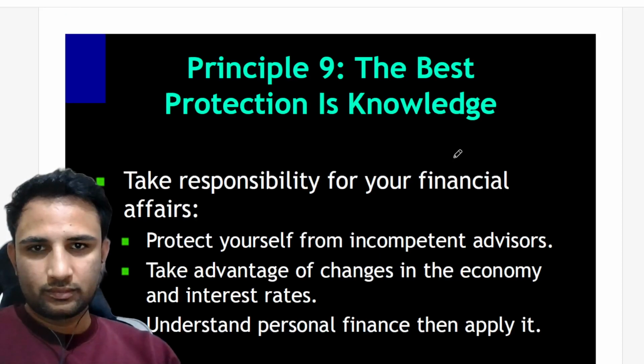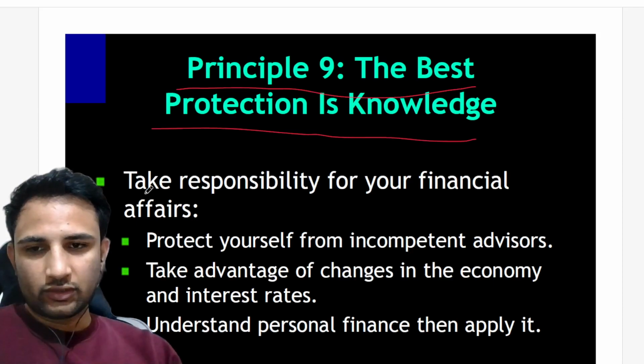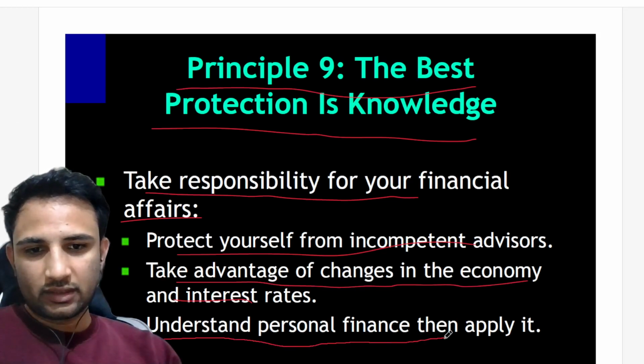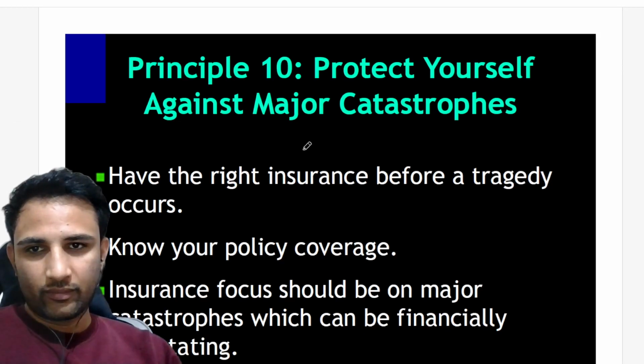Principle 9 is the best protection is knowledge. So take responsibility for your financial affairs, protect yourself from incompetent advisors, take advantage of changes in the economy and interest rates, understand personal finance, then apply it.